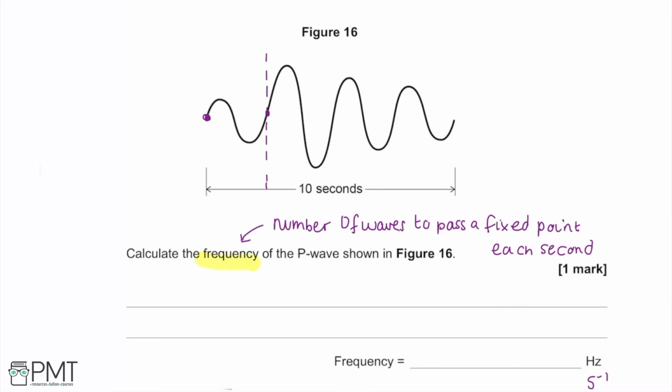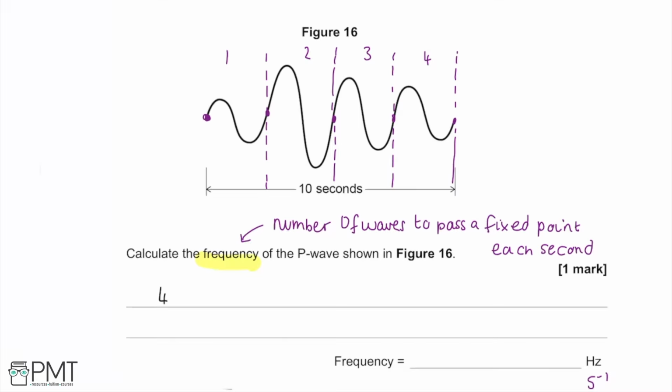By doing the same principle through a complete wave, we get back to this point for the second complete wave, and the third point here, and then finally finishes here. So we have 1, 2, 3, 4 complete waves to pass a fixed point in 10 seconds. So now if we want to work out the number of waves to pass a point in 1 second, which is going to be the frequency, we're going to have to scale this by a factor of 10.